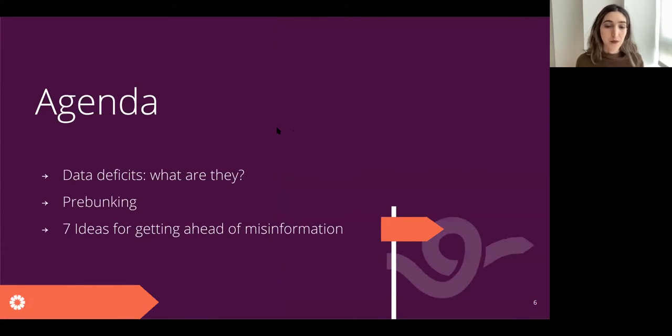So let's jump right into it. We're going to cover three things today. We're going to talk about data deficits, what they are. We're going to talk about prebunking as a method for answering questions before misinformation takes hold and spreads. And then we're going to give you 7 practical ideas for getting ahead of misinformation.